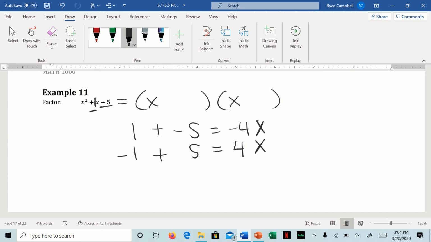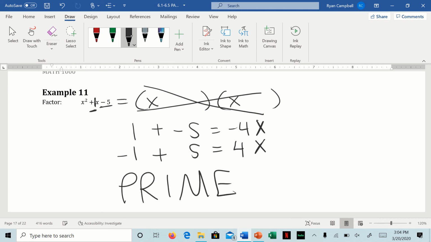Well, since there are no more factors, what does that mean? It means that it cannot be factored, right? Which means that this is prime. This is a prime polynomial. It cannot be factored.